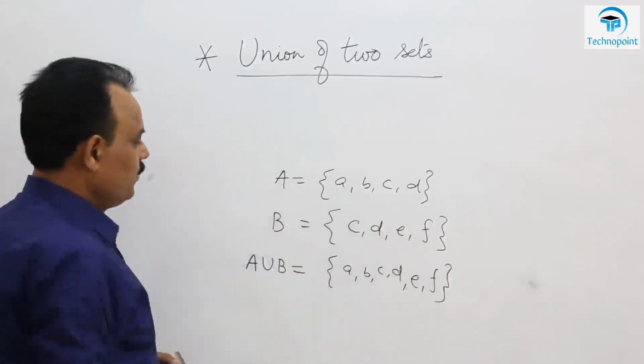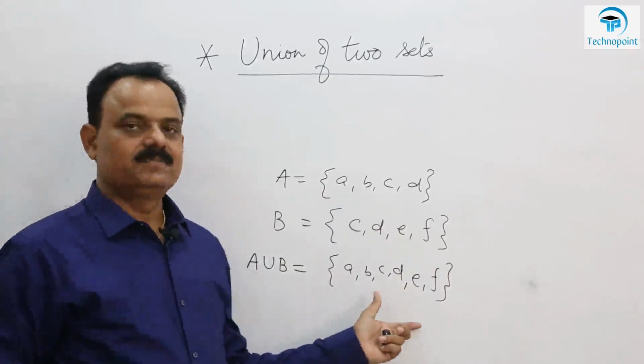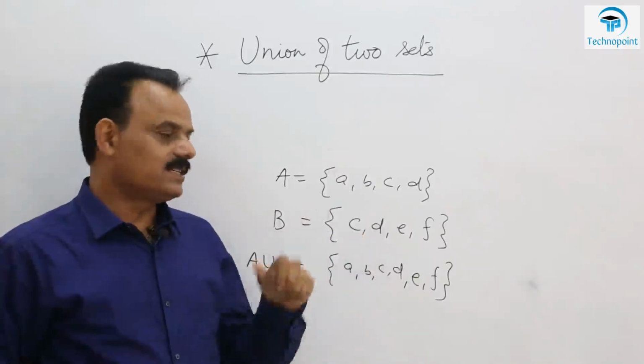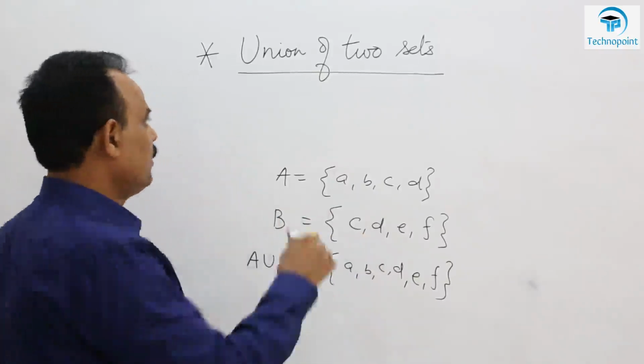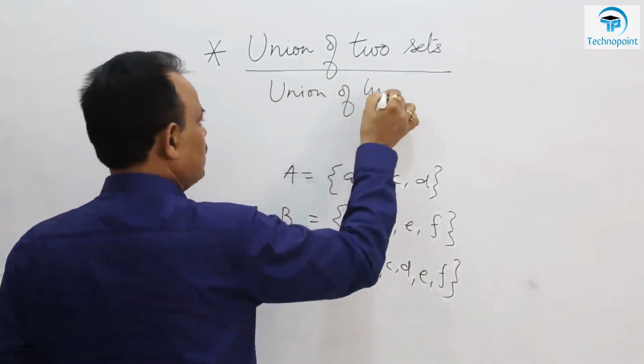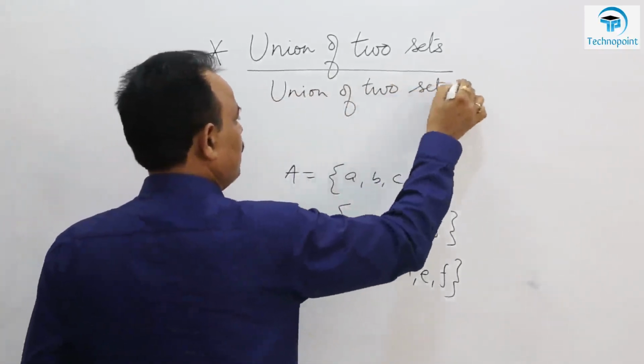So the union of two sets is a set whose elements are either in the first set or in the second set or in both. So how to define this union of two sets? Union of two sets is a set.